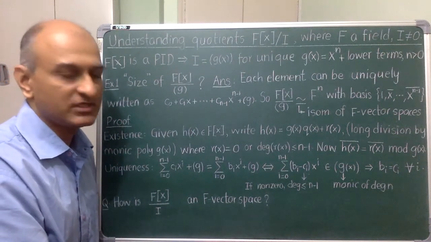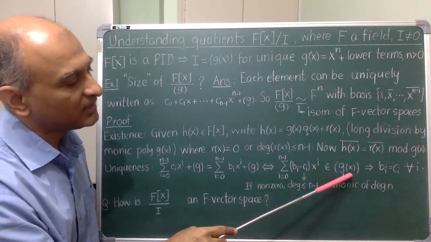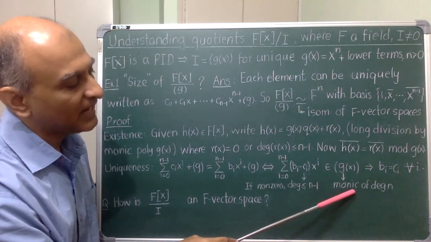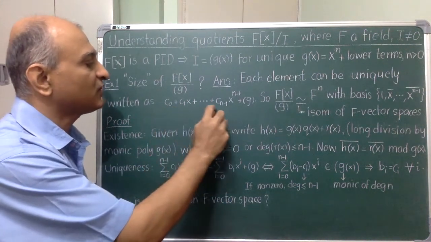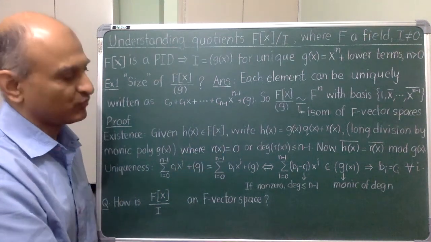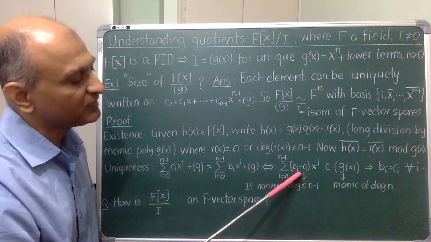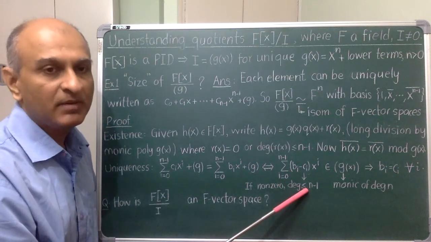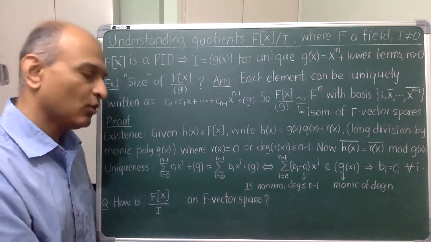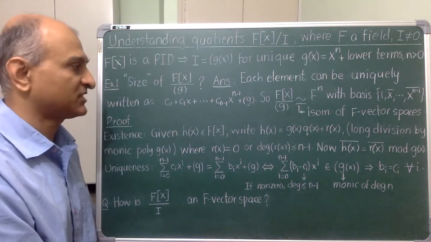Uniqueness is also easy because any multiple of g will have degree at least n. And if I take two representatives of this type, distinct ones, then their difference will be a polynomial of degree strictly less than n, which cannot be a multiple of g. Okay, so this proves the first statement.